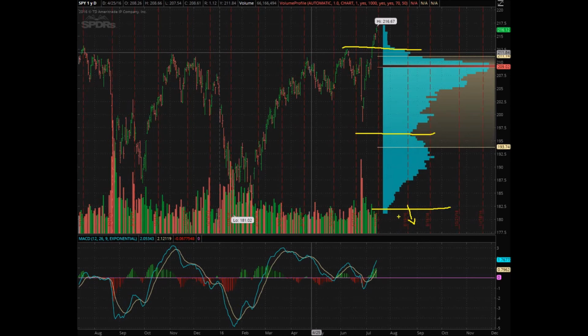So anyway, hope that helps. Just a little primer on volume profile. Check it out on your trading platform, and hopefully it helps you.